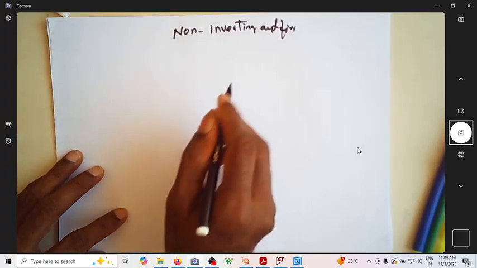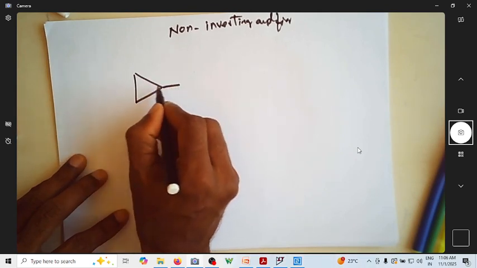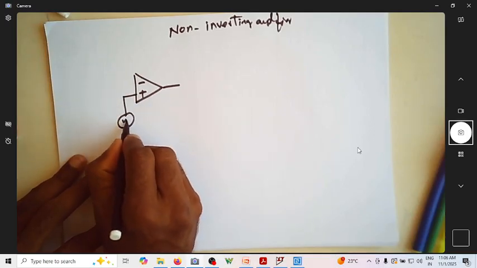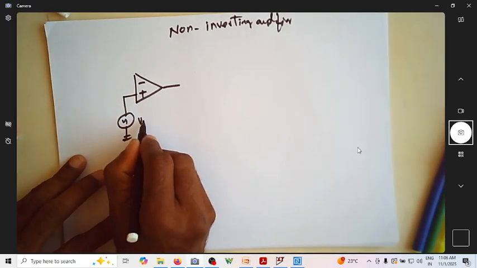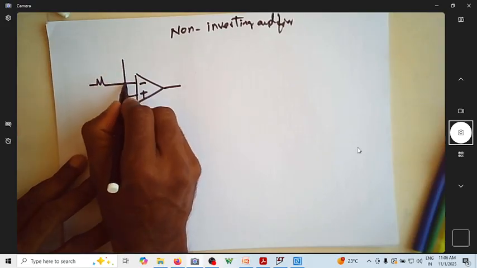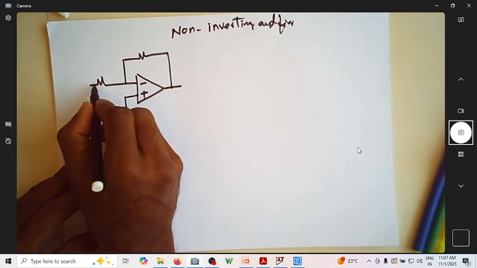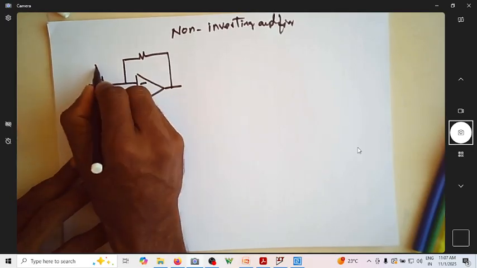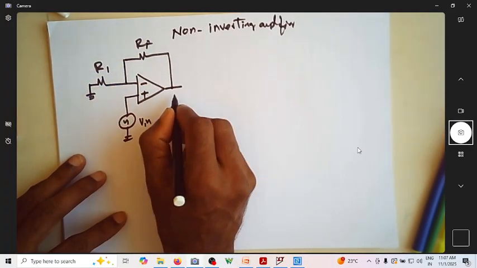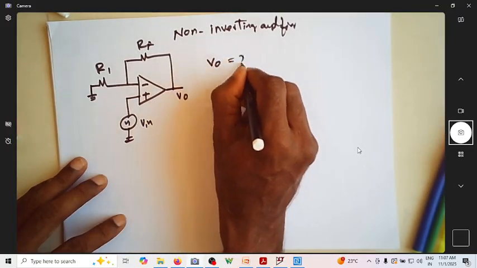For the non-inverting amplifier, the circuit looks like this. Again the op-amp, minus and plus. Now the input is applied to the non-inverting terminal. So this is Vin. Again it is the same resistors R1 and RF, RF connected between the output and the inverting terminal, and R1 is now grounded. This is V0. Again we need to find the expression for V0.